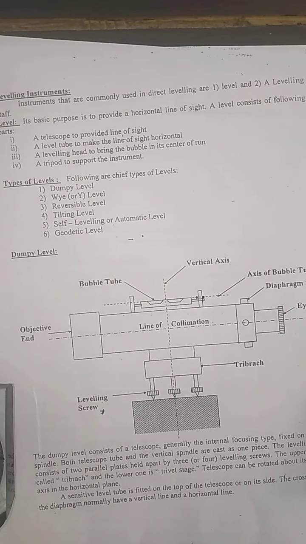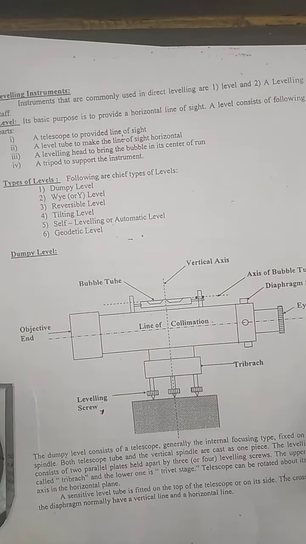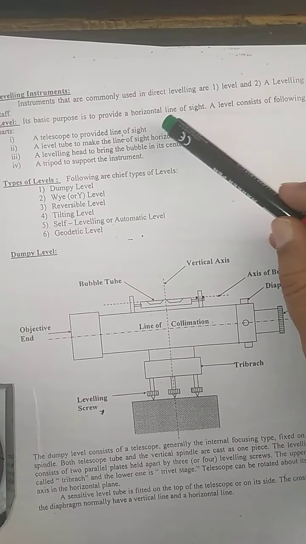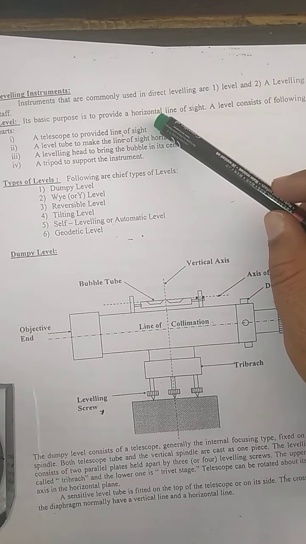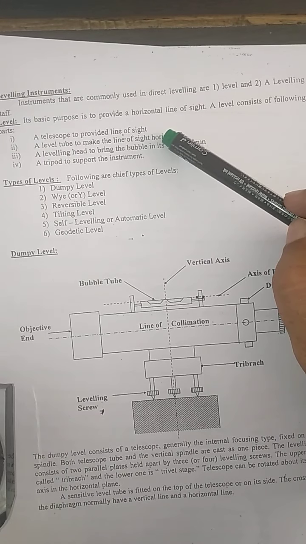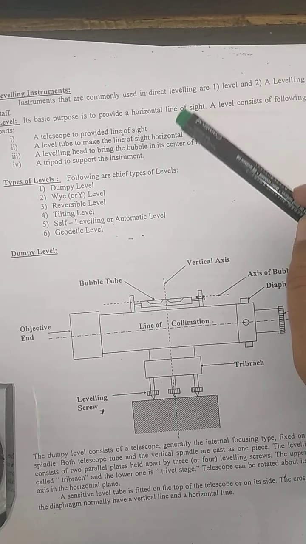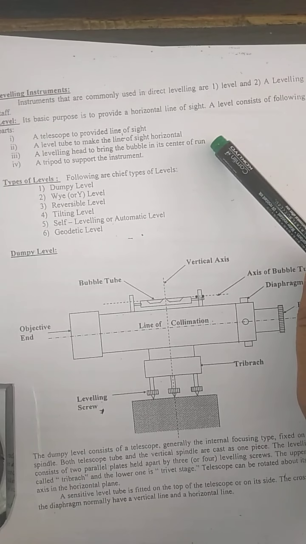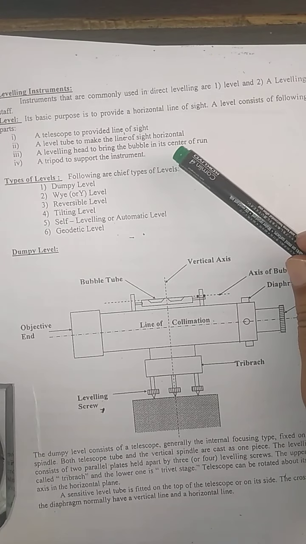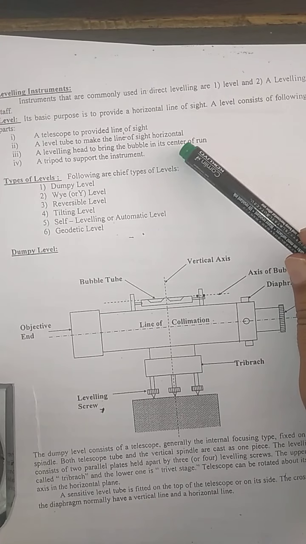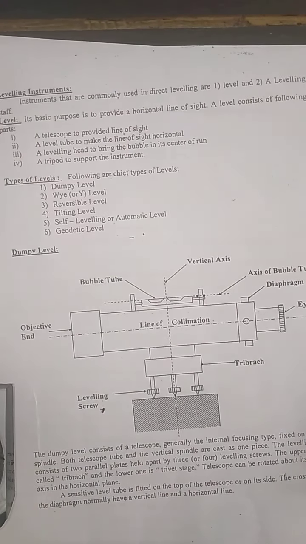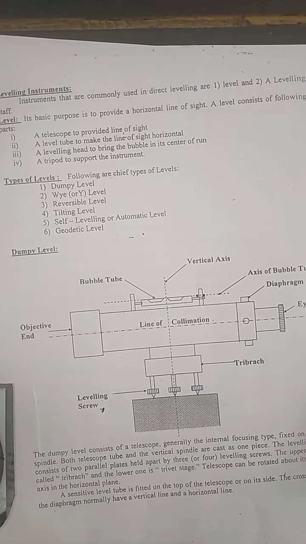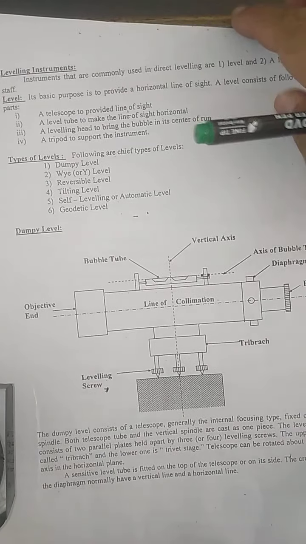Okay, it consists of the telescope to provide the line of sight. As I have told, it has the telescope, which is going to have the line of sight. It is going to have the level tube, right, to make the line of sight horizontal. Then it is going to have the leveling head, okay, and it is going to have the tripod to support the instrument. Okay, so we are going to see one by one what those parts are.